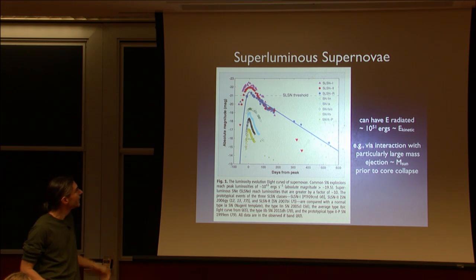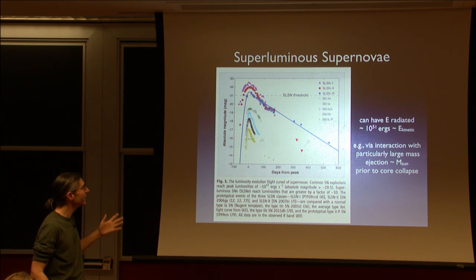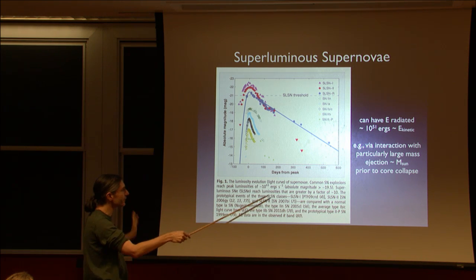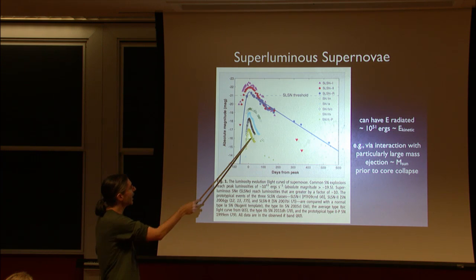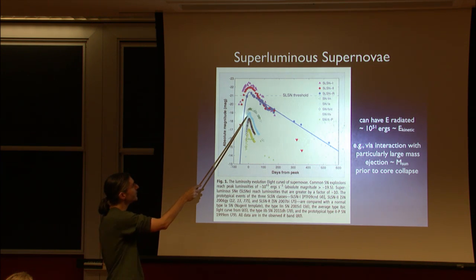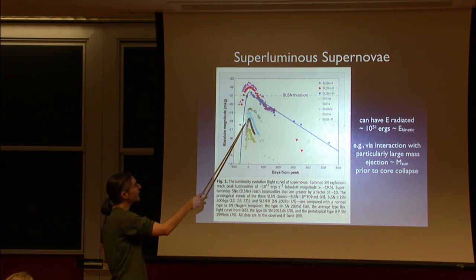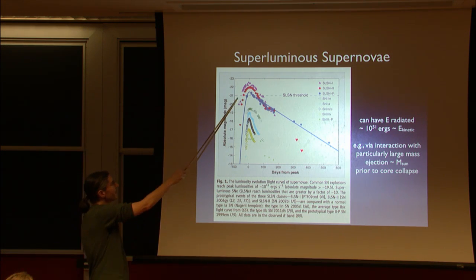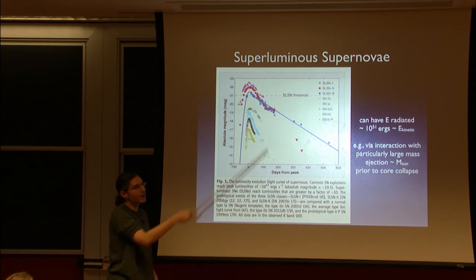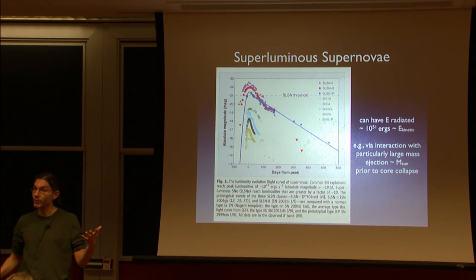These are called superluminous supernovae. This gives you an idea. So this is just a bunch of different supernovae. This shows luminosity as a function of time. Just to orient you, the blue here are type 1a supernovae. These systems up here are examples of what are called superluminous supernovae.